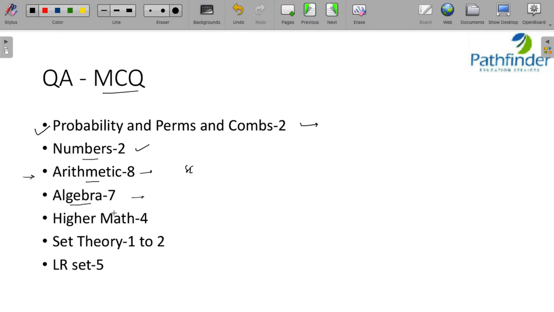Algebra, we had 7 questions. Higher maths, there were 4 questions. And set theory, around 1 to 2 questions. Plus, there was an LR set like there was last year. This year too, there was a reasoning set which had 5 questions. Again, the difficulty level of this I would rate as moderate.